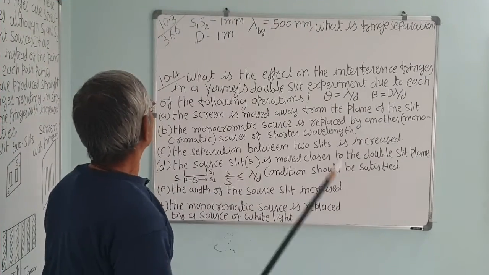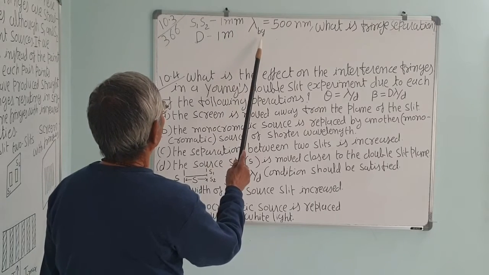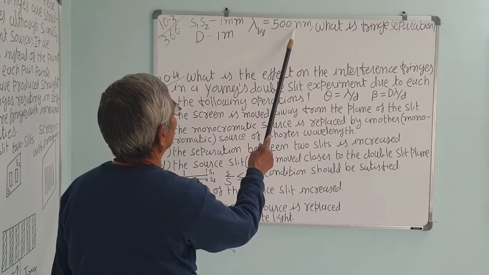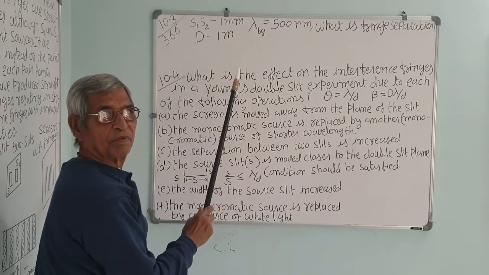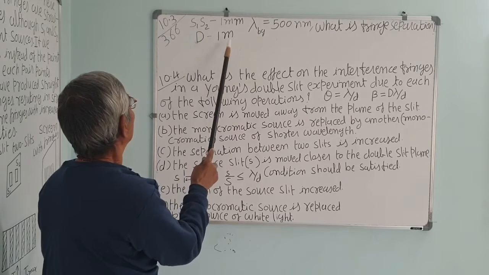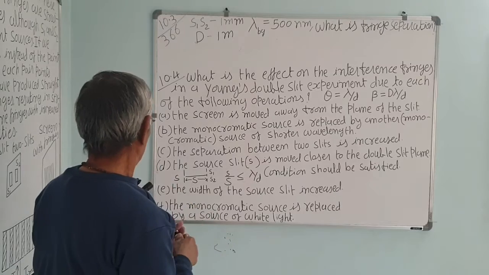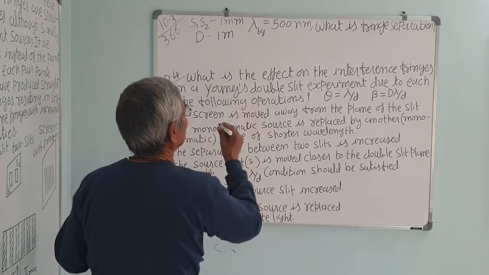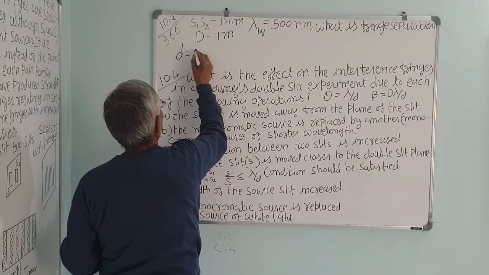Young's double slit experiment: the separation between S1 and S2 is 1 millimeter. The wavelength lambda of blue-green light is 500 nanometers. What is the fringe separation? The distance D of the screen from S1 S2 is 1 meter. The separation between S1 and S2, that is small d, is 1 millimeter.